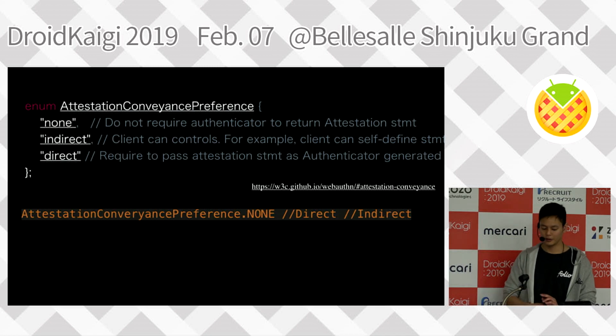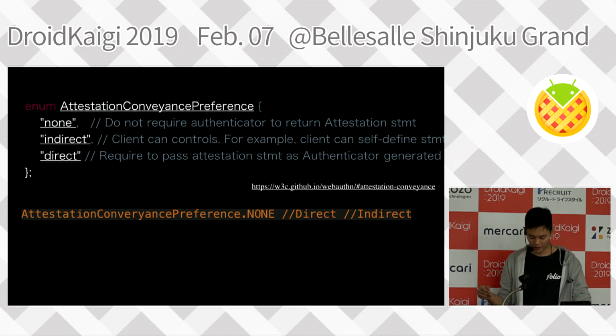And the second parameter I'm going to talk about is attestation conveyance preference. This is an enum with 3 values: none, direct, indirect. They essentially describe whether you want the attestation in the registration process at all. If you specify none, that means you're not interested in attestation at all. And if you specify indirect, you are kind of interested in attestation, but it allows you to override the attestation. So that means the client side can make their attestation statement and then override it.